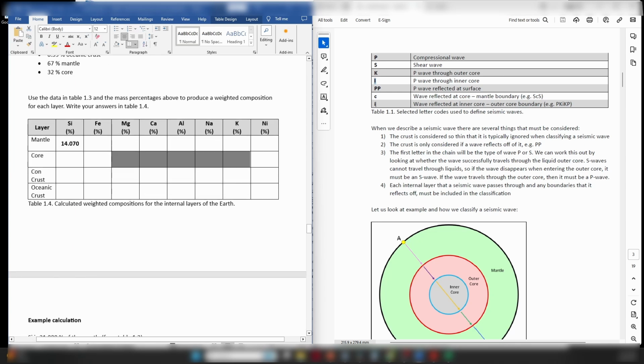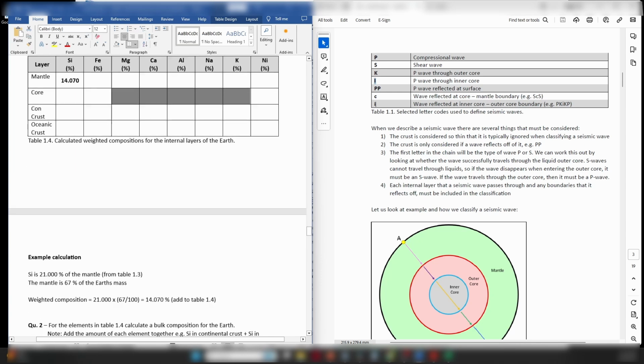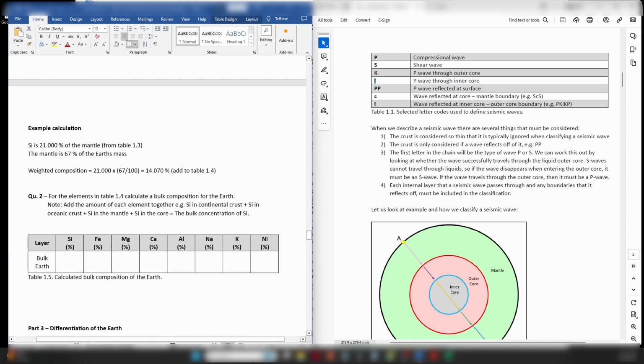So by doing that, for each of these elements in the 4 layers, we are going to produce a weighted composition. So you're thinking, well, what do we use that information for? Well, then we're going to go to question 2, and we're going to do the final step. And we're going to use those to look at the Earth's bulk composition.